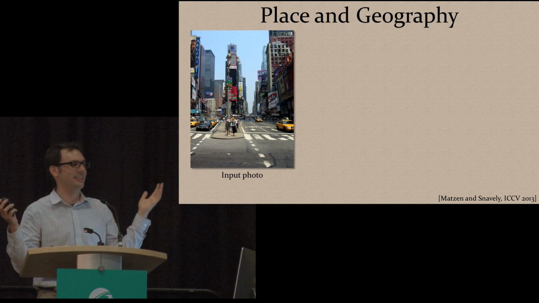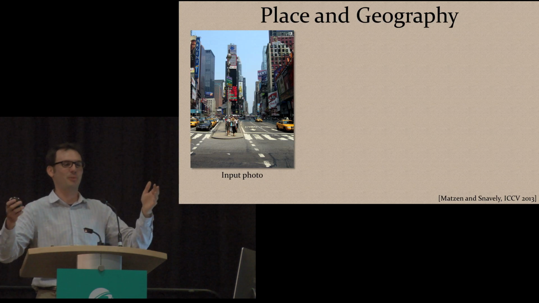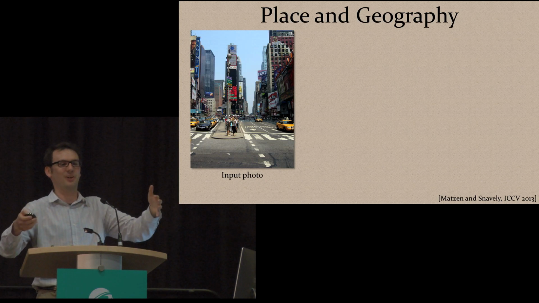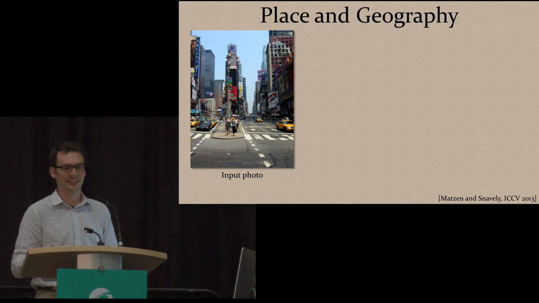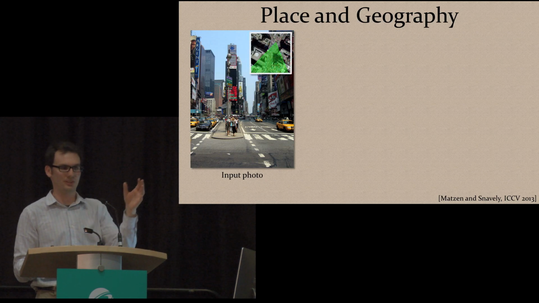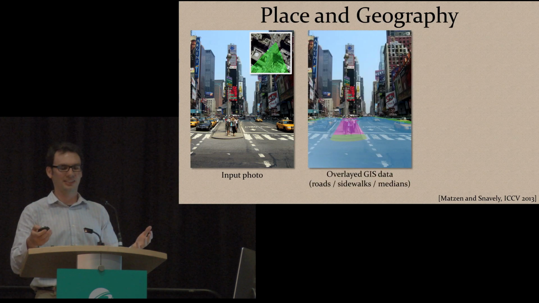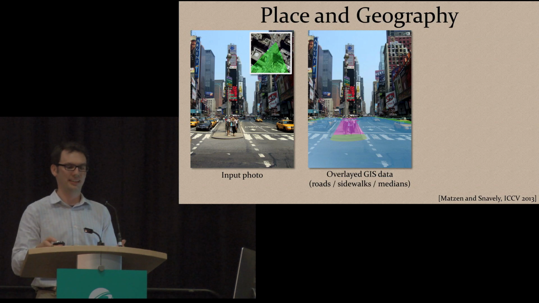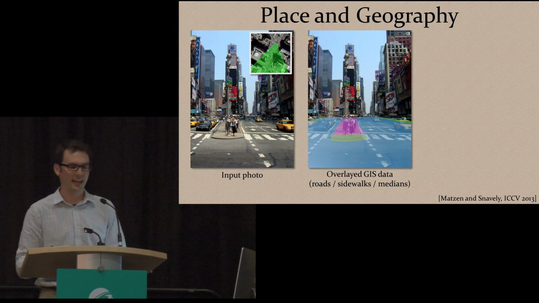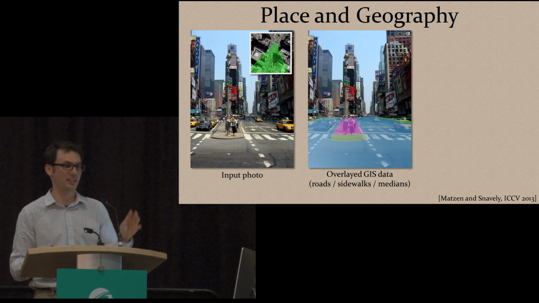So for instance, New York City released as open source all of the polygons describing all of the roads and sidewalks and medians in the city of New York. And if you know where the photo was taken through this geometric analysis, you can just project that into the photo, and now all of a sudden you have for free a labeling of all of the roads in blue, in this case, sidewalks in green, and medians in red, and just by having this geometry to connect you to other sources of data about the world.